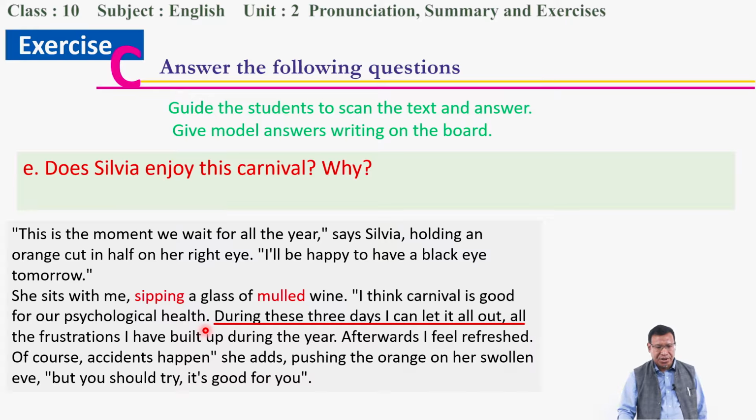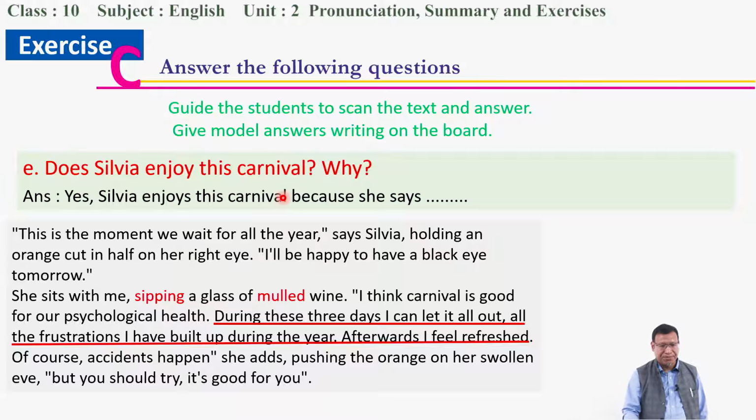Basically, she says during these 3 days, "I can let it all out, all my frustration I have built up during the years, after I feel refreshed." When she said "I feel refreshed," we can say that she enjoys the carnival, right? So yes, Sylvia enjoys this carnival because she says... You can write inside the inverted commas, "She says during these 3 days..." to show the evidence that she enjoys the carnival.